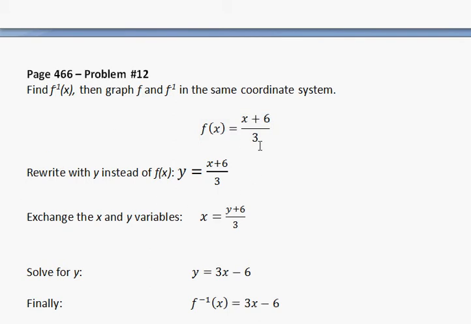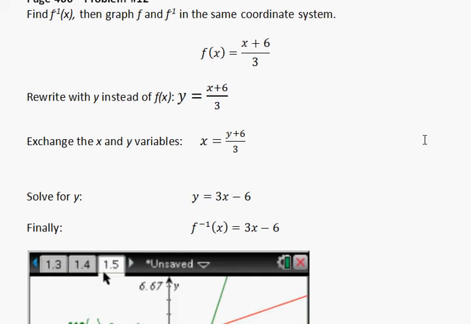But how do you find the inverse? Well, here's the steps to find the inverse. Rewrite the function with y instead of f of x. That's all. Then you're going to exchange the x and y variables, as I told you before. So the y will come up here and the x will come here. So in this case, this is the rewritten function.